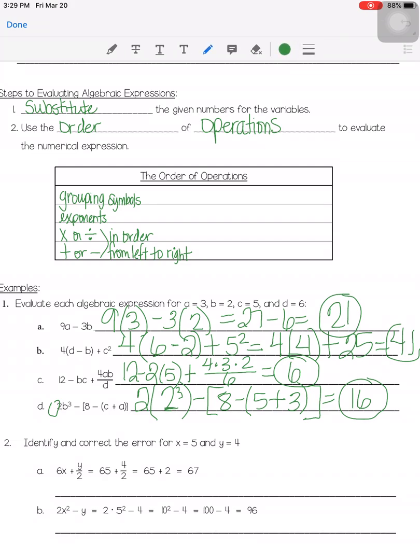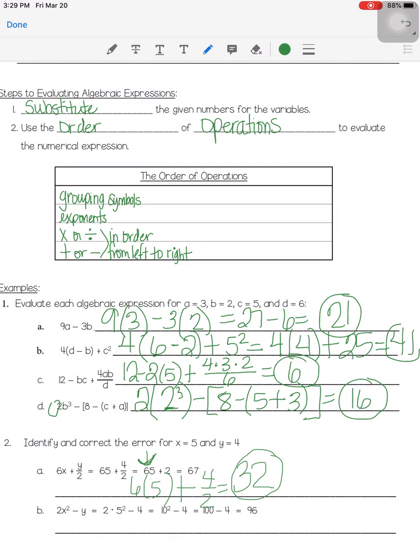It's not correct because look right here. They did not multiply by 5. They actually made it a whole number. The answer should be 32 if they did the math correctly, if they would have done 6 times 5 plus 4 over 2. But their error was that they made a whole number rather than multiplying the 6 and the 5.